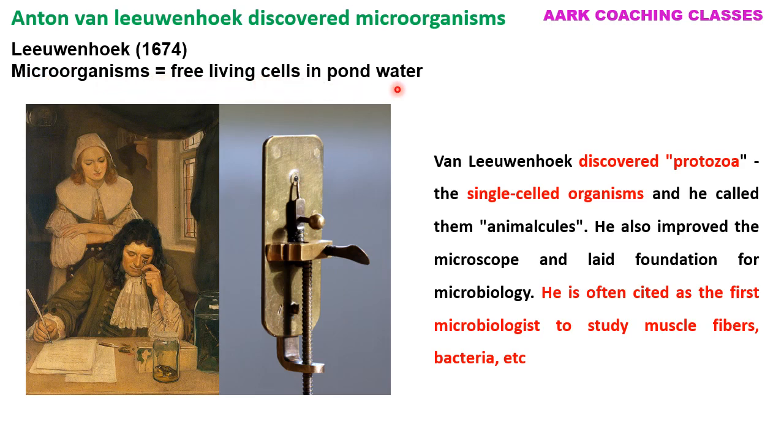So he started taking samples from different places and he started putting them on this tip, and he used to observe from the other side. So this lens was so powerful, so he could observe these microorganisms. Leeuwenhoek discovered protozoa, the single-celled organisms. He called them animalcules. He also improved the microscope and laid the foundation for microbiology. He is often cited as the first microbiologist to study muscle fibers, bacteria, etc. So these single-celled organisms which are freely living in water or in the environment, he was the first person to observe this. Okay, all right.